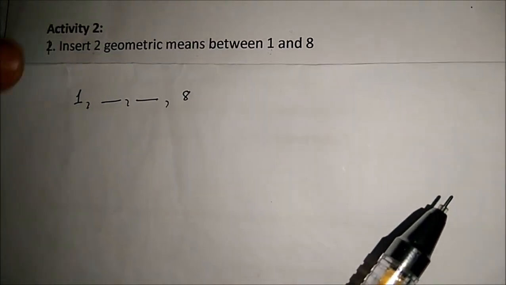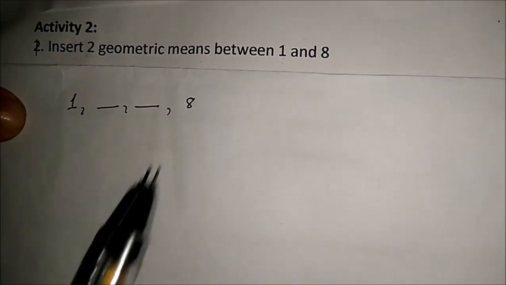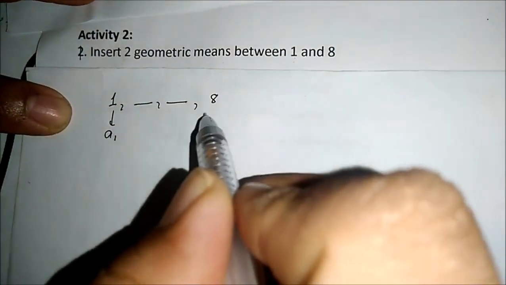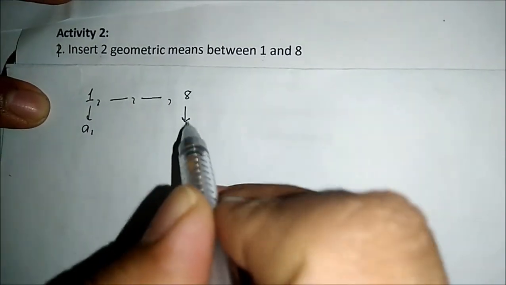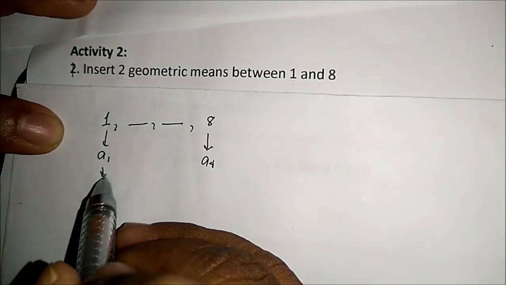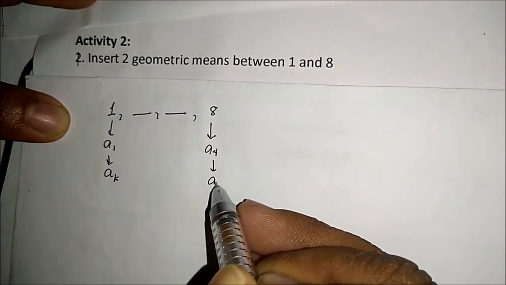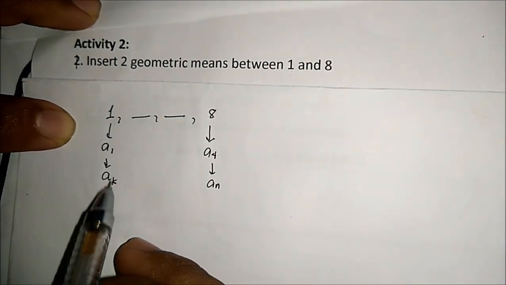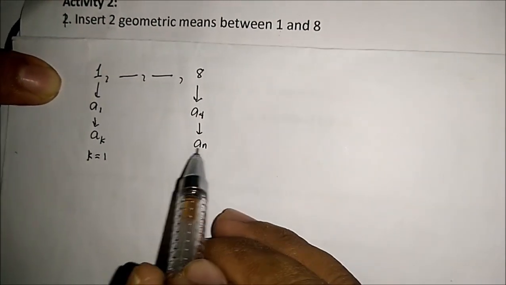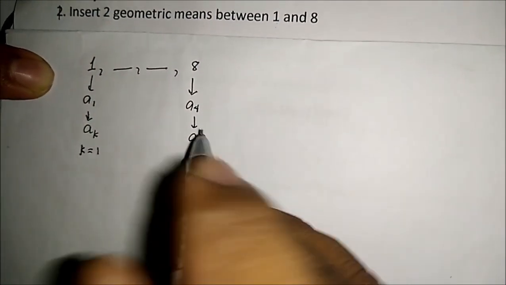So, in the problem, we are to insert two geometric means between 1 and 8. Since 1 is our first term, we are going to let that be a sub k, and 8 is our last term, in this case the fourth term, so that would be a sub n. Therefore, since our a sub k is a sub 1, the value of k is 1. And since our a sub n is a sub 4, the value of n is 4.